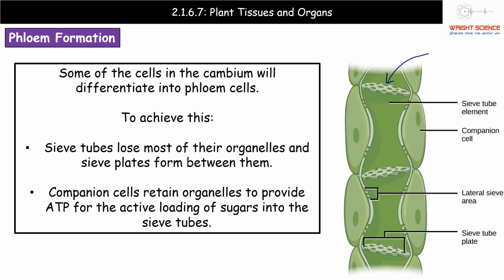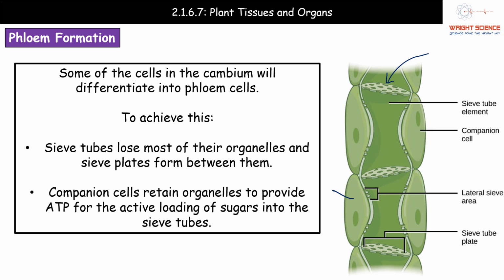We have a second type of cell associated with our phloem, which is called a companion cell. Now, the companion cells are these ones on the outside, and they are going to retain the organelles, because what they are going to be doing is providing ATP for an active process that then allows the sugars to be transferred into the sieve tube elements.